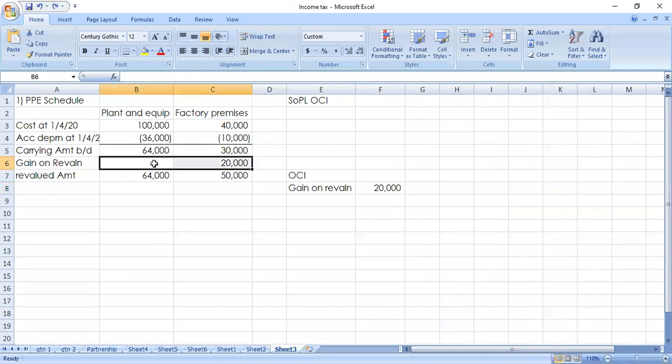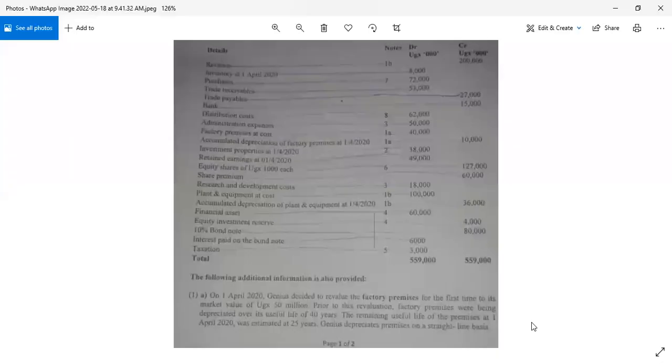So we continue with the note. The note says still, okay, let me share the question. It says that prior to this revaluation, guys, please mute as soon as you finish your question.